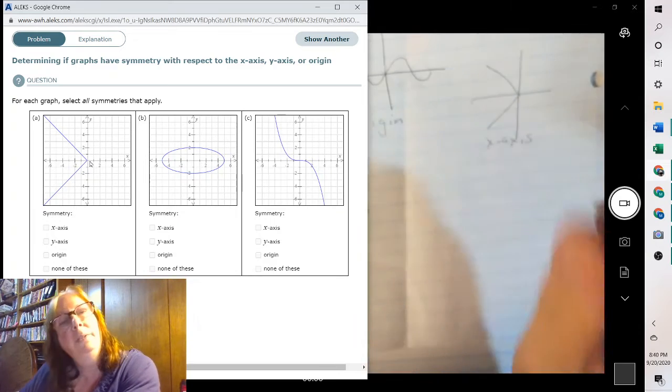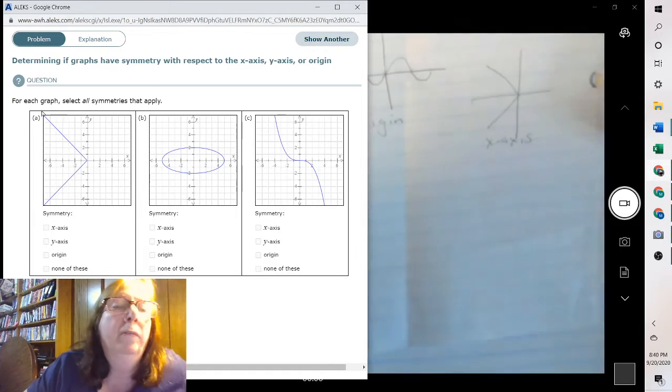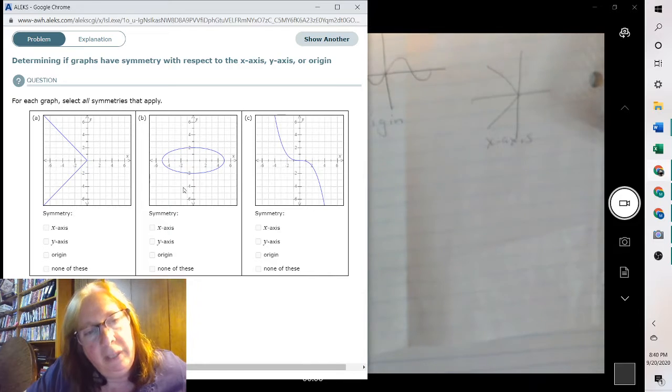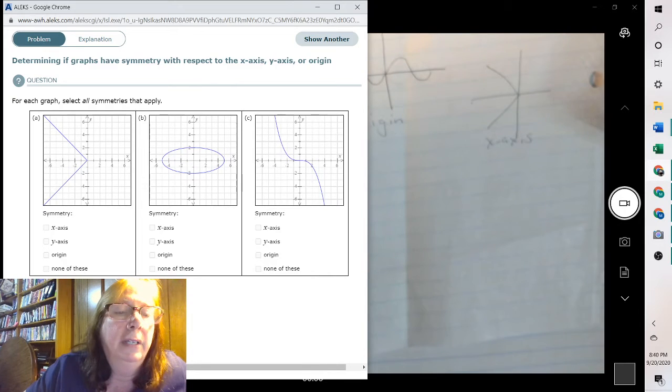The oval, same as the circle, if we flip it on the x, it will be the same. If we flip it on the y, it will be the same. And if you turn your paper upside down, it will be the same. So this has all three.